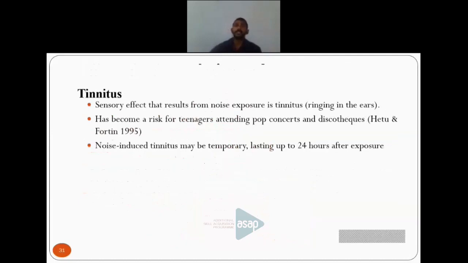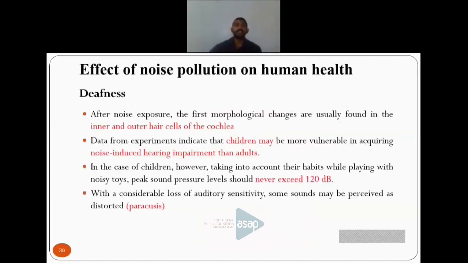Effects of noise pollution on humans. First comes deafness. Continuous exposure to a noisy place irritates a human, and after a few days he will become deaf. Studies show that with continuous exposure to noise, the first problem is that the inner and outer hair cells of the cochlea get damaged.